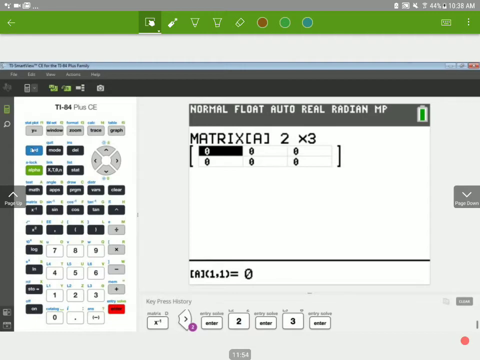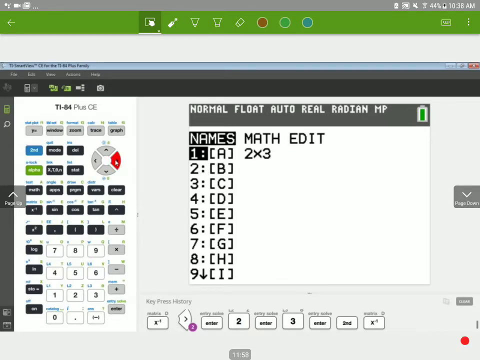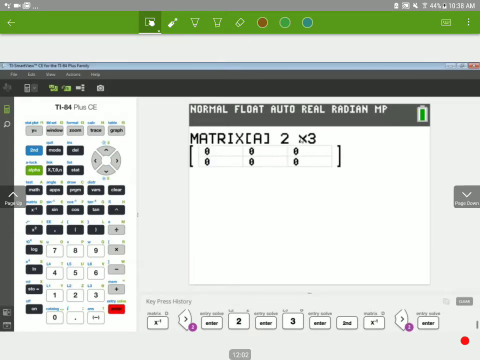Go to second, matrix, and go over to edit. Cool. And you get this. And you got to put in the numbers. And then, like I said, I can't see mine anymore.